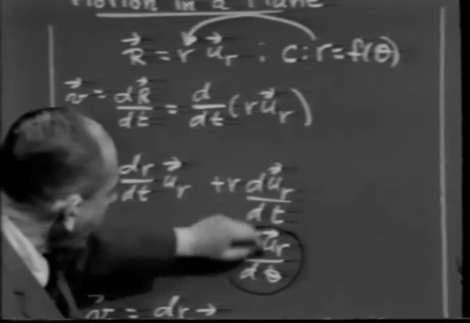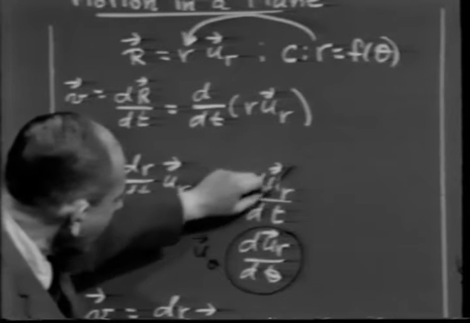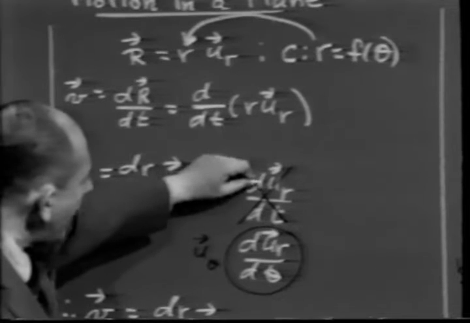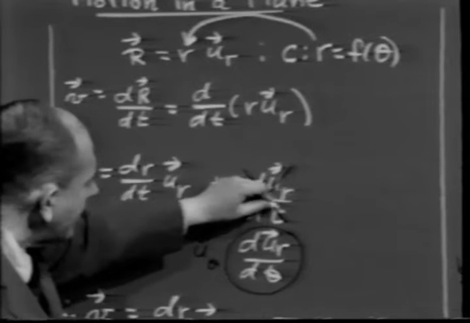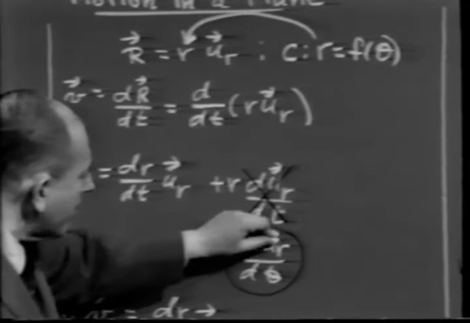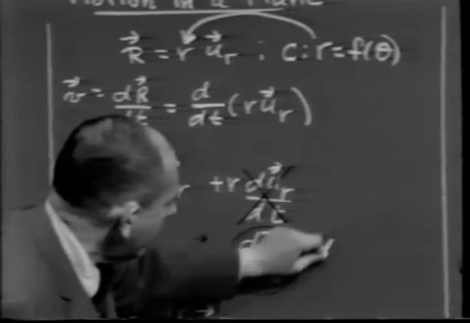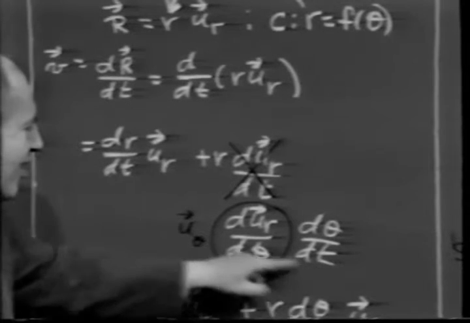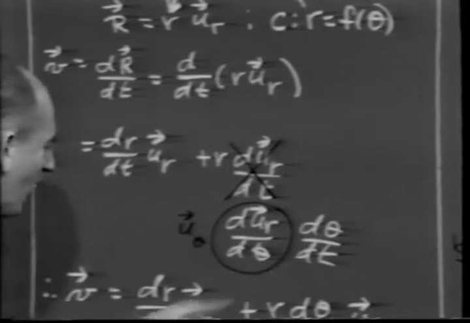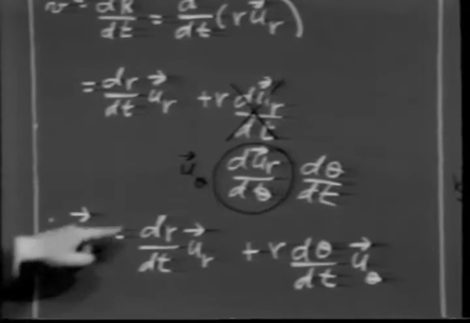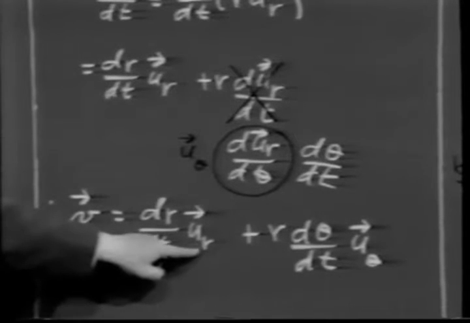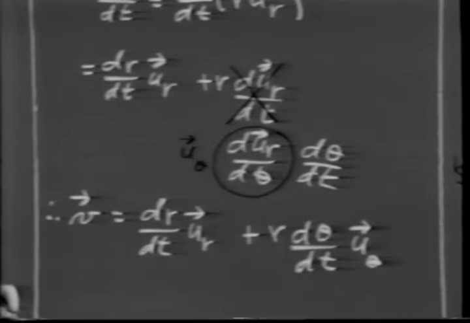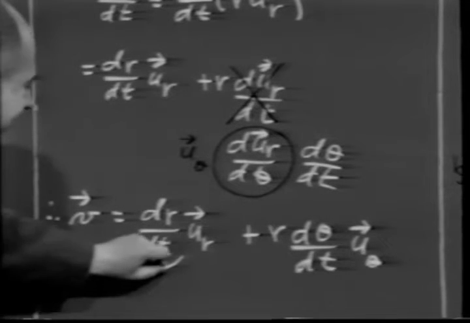Well, here's what we do. We say, okay, these aren't the same, but let's cross this out. Let's use the chain rule, and by the chain rule, the derivative of u sub r with respect to t is the same as the derivative of u sub r with respect to theta times d theta/dt. And rewriting this so that it becomes legible, we have that the velocity vector is dr/dt times u sub r plus r d theta/dt times u sub theta.